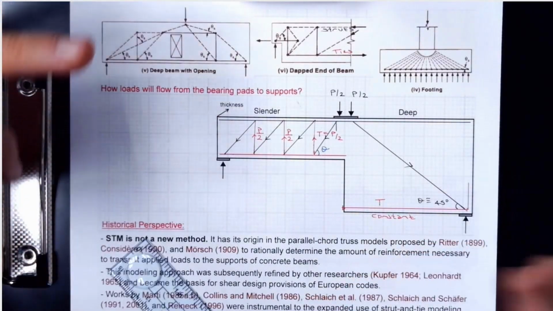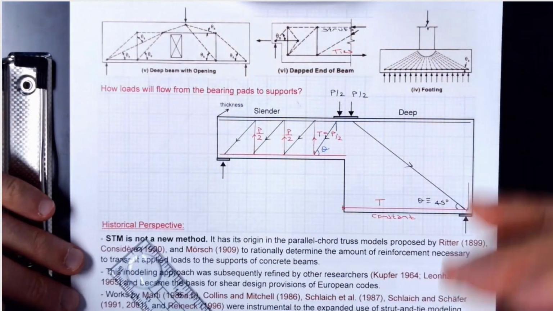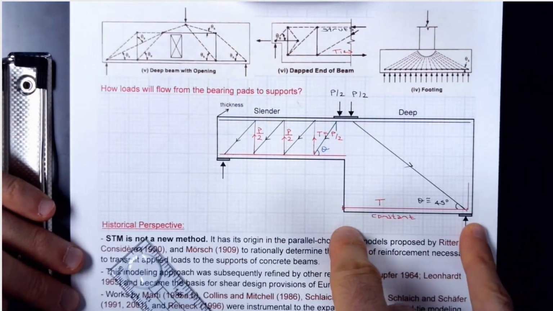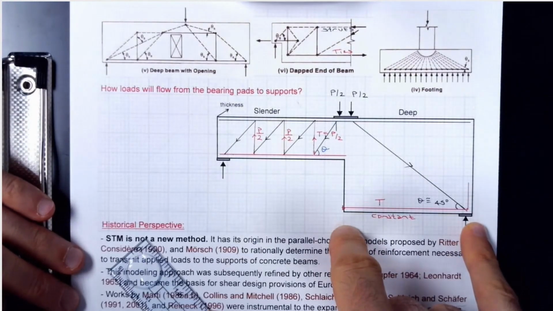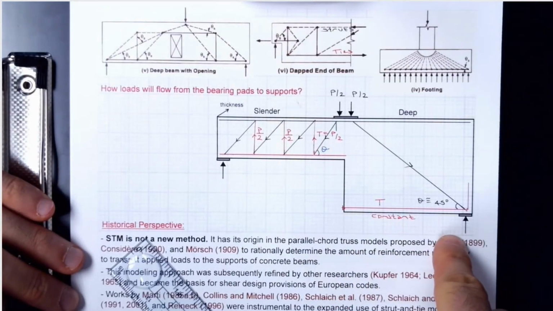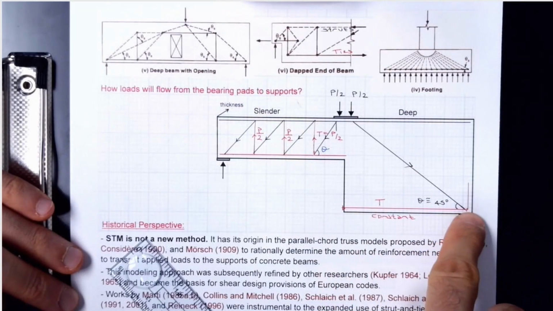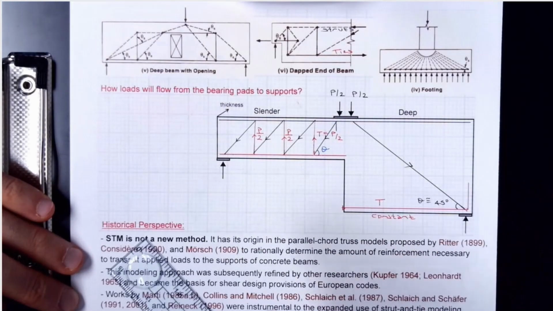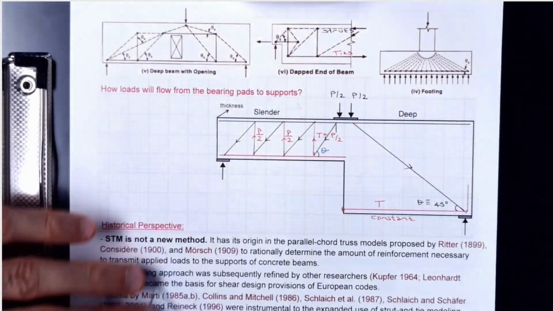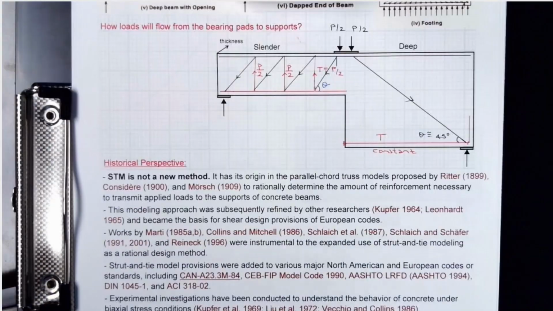So that's sort of something you have to be mindful, because the member might be deep, but if you don't have proper anchorage, don't consider it as a deep member. Just use slender approach, because it's not going to work as if it is a deep member. So there are penalties. You have to apply those penalties for improper, insufficient development length, and that would really reduce your capacity to a slender element capacity. So that's a really important distinction.